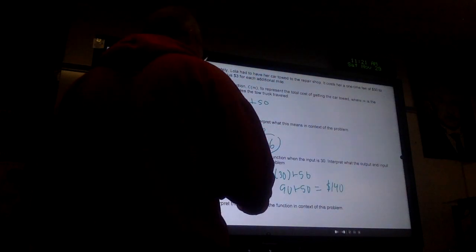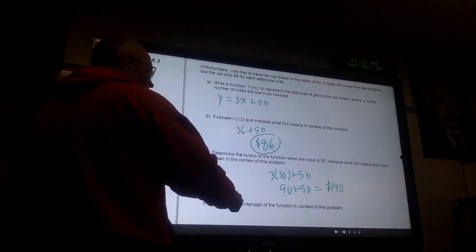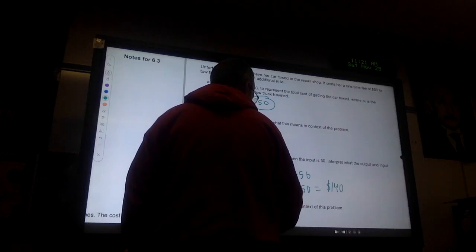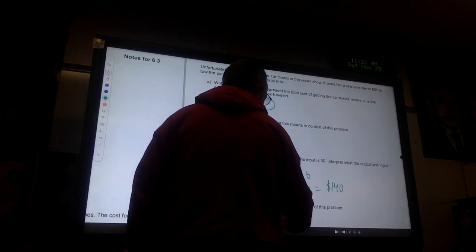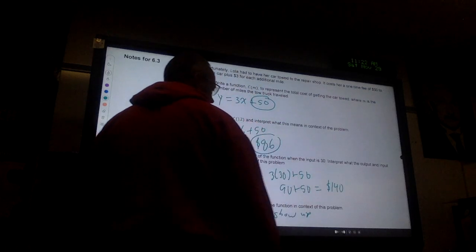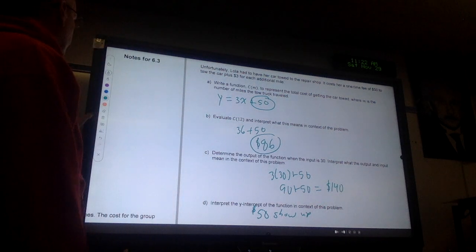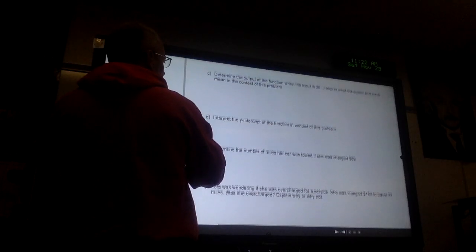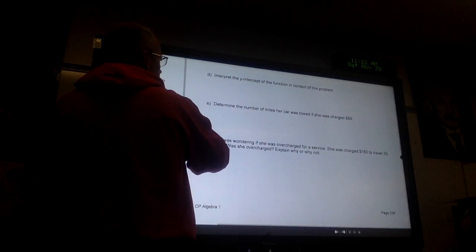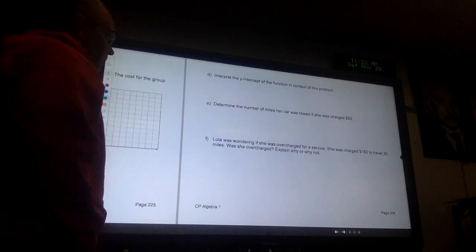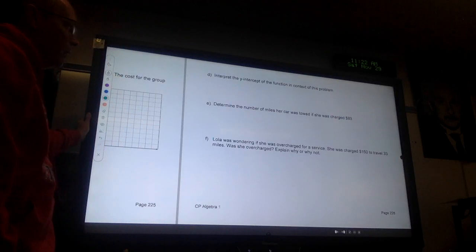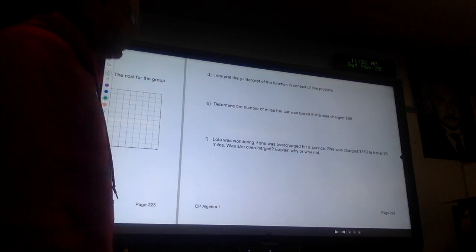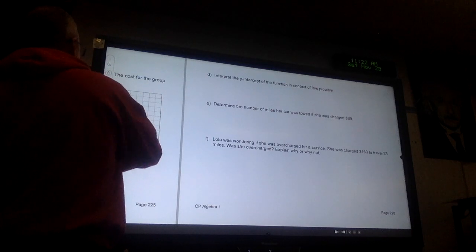And then interpret the y-intercept. The y-intercept of this problem, our equation, is this. So it's $50 for the pickup truck to show up. That's what it means in the context of the problem. And then you can figure this out. You can figure those last 2 out as you progress through the problem, or watch what your teacher does in class to go over those. Okay.